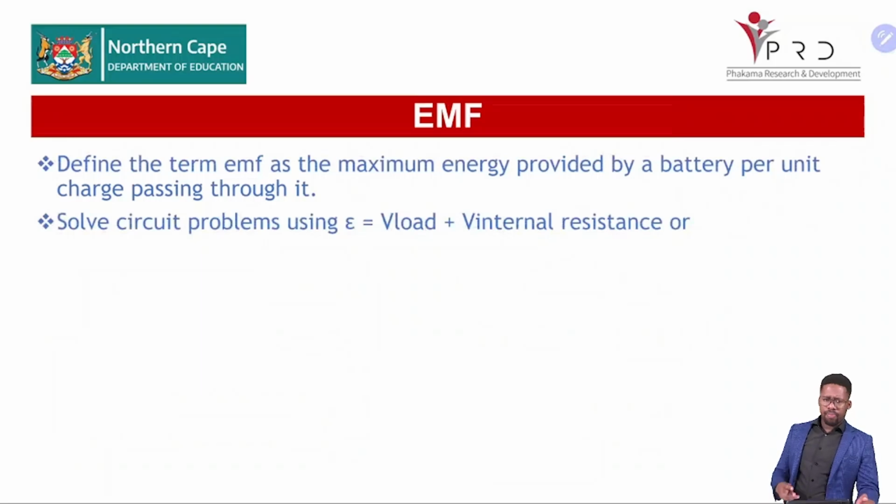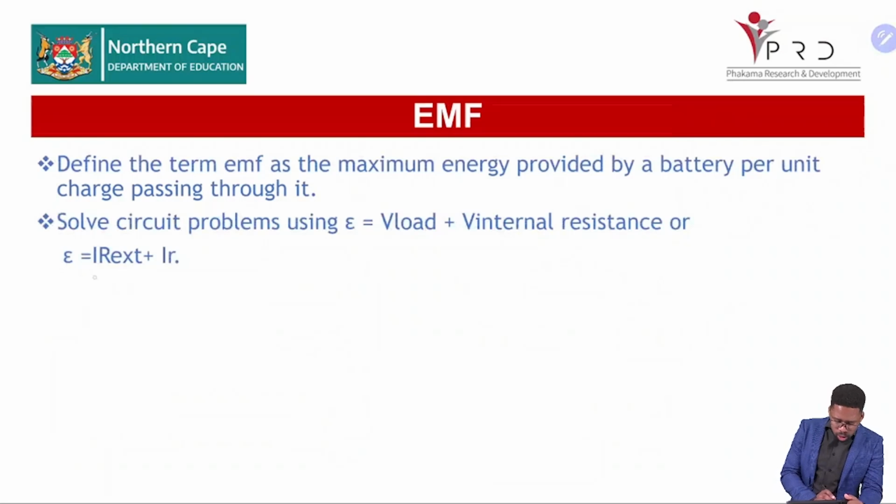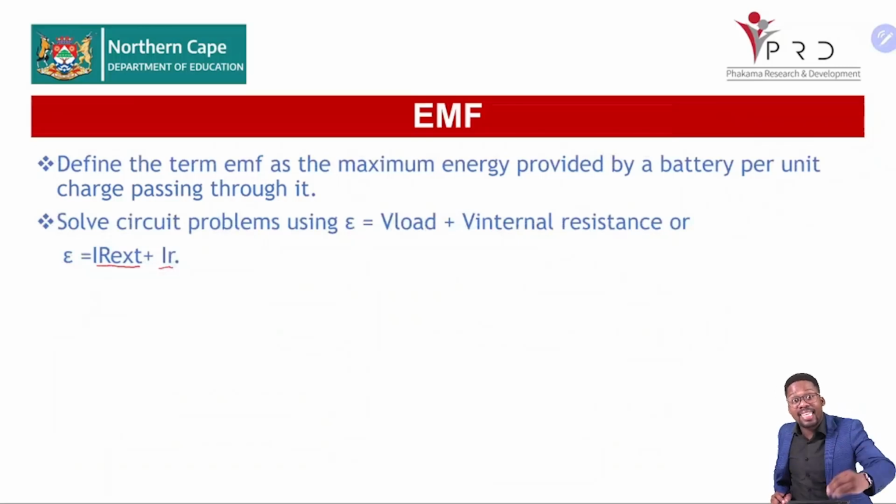You can solve using this formula. E is equal to I R plus I r. What is R? It is the resistors that you see from the circuit diagram. And what is the small r? It is the internal resistance found within the battery. So this is the formula of EMF. EMF is equal to I R plus I r.